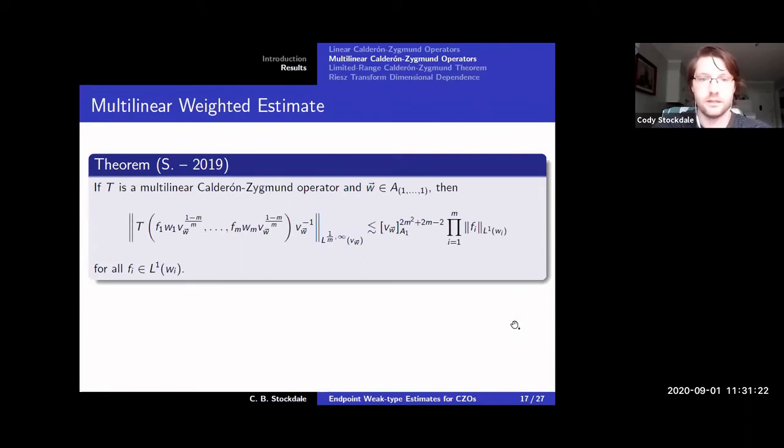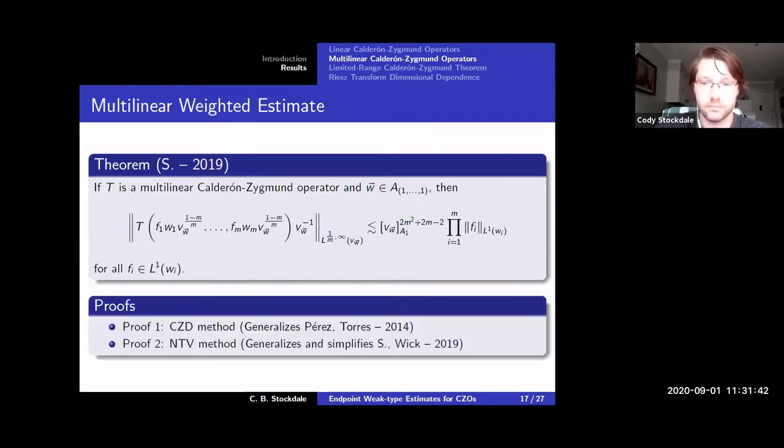But if you want to combine both of these theorems, you can. The theorem says if you have a multilinear Calderon-Zygmund operator and a tuple of weights in this A11 class, then you can get this mixed weighted weak type inequality for the multilinear Calderon-Zygmund operators. In this paper, there are two proofs given. One is a weighted generalization of that Perez and Torres proof, and one is a generalization and actually a simplification of the proof that Brett and I gave in 2019.